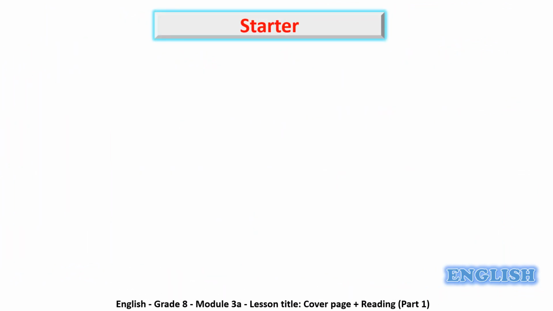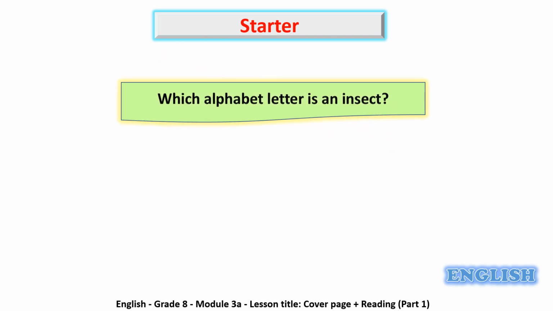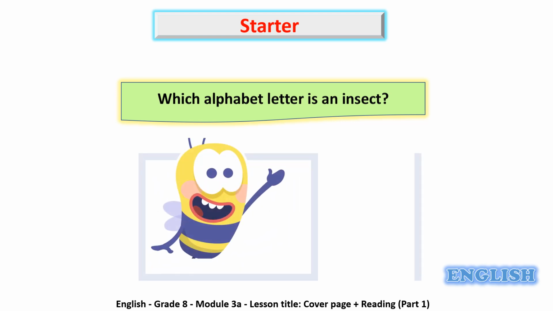Let us proceed with the reading comprehension part. Which alphabet letter is an insect? I'm going to give you a hint. Look carefully at this picture. So, this is A, of course, B. So the letter is, good job, grade 8. Letter B.